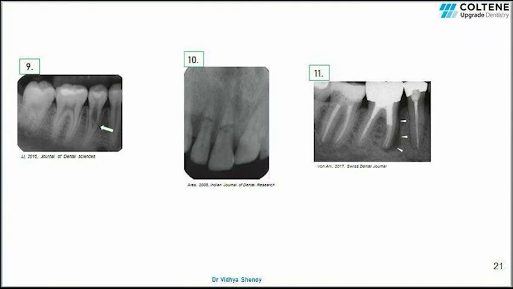The apex locators are very useful in detecting the site of root perforation, such as in case of external or internal resorption where the root has perforated, or perforation caused during post preparation. It also helps to detect horizontal and vertical root fracture. How it helps in all these diagnoses we will discuss in the further slides.